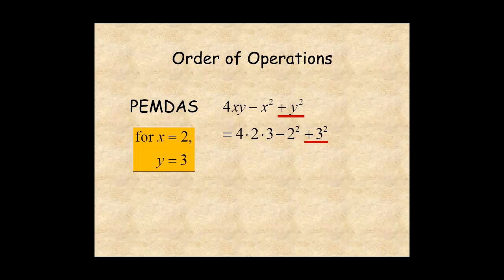Then 4 times 2 times 3 is 24. Minus 2 squared is minus 4. And plus 3 squared is plus 9. Then 24 minus 4 is 20. And finally, 20 plus 9 is 29.